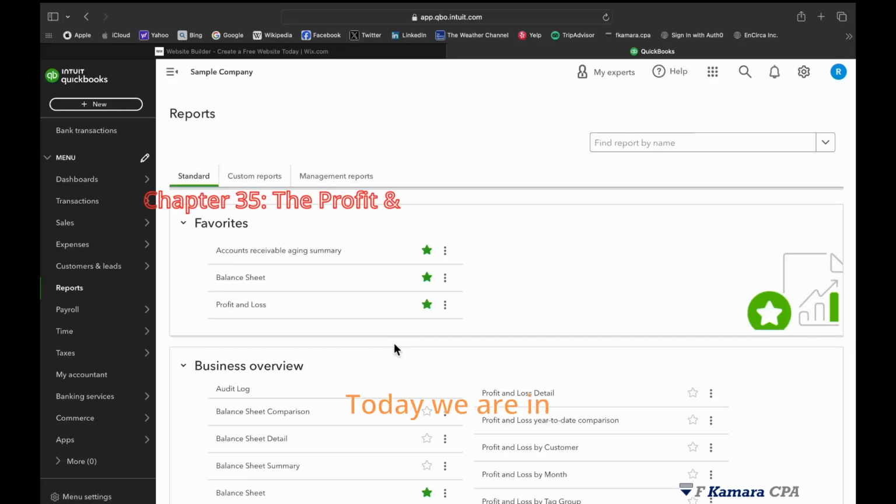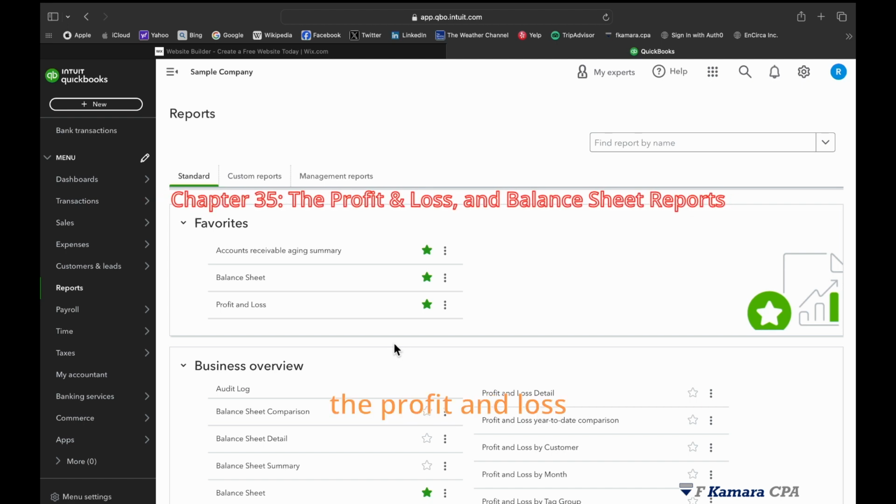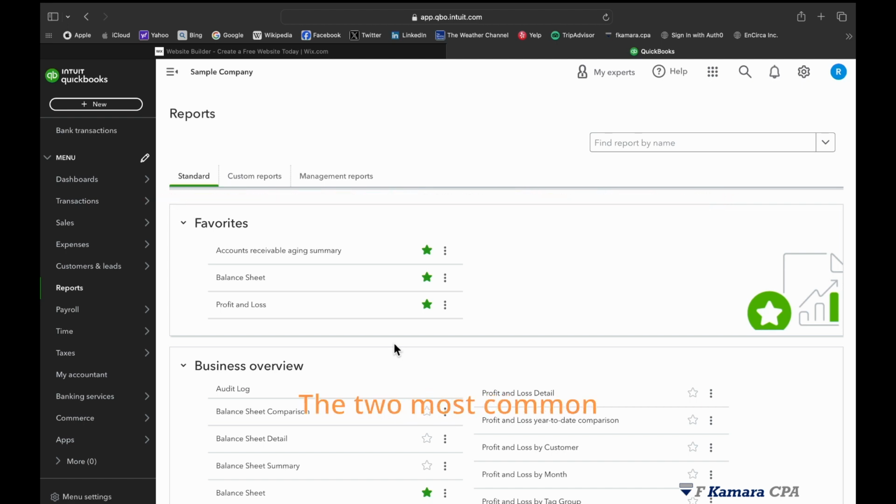Today we're in chapter 35, the profit and loss and balance sheet report. The two most common important reports you and your clients need to be able to use are the profit and loss and the balance sheet. Running a comparative profit and loss report also allows clients to compare their business's current performance with that of a different period. This can reveal cash flow trends in spending and earnings from the business.